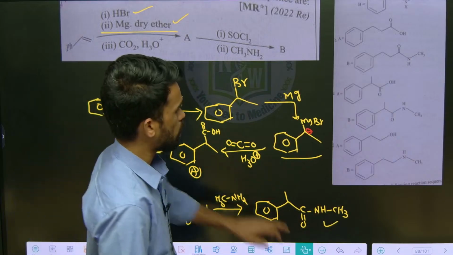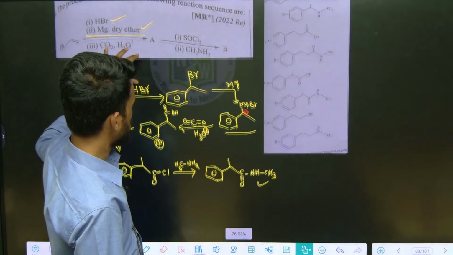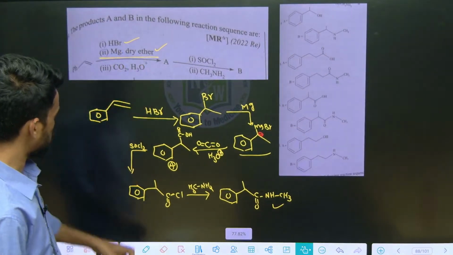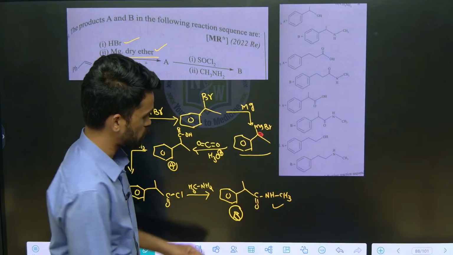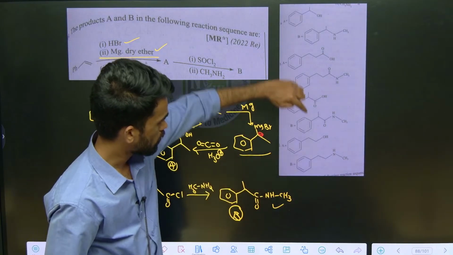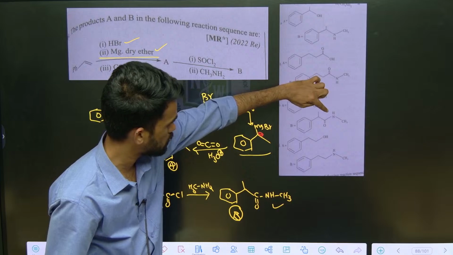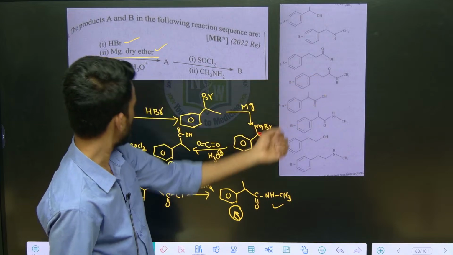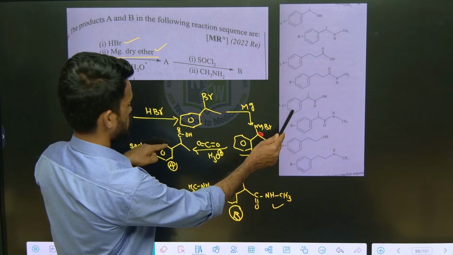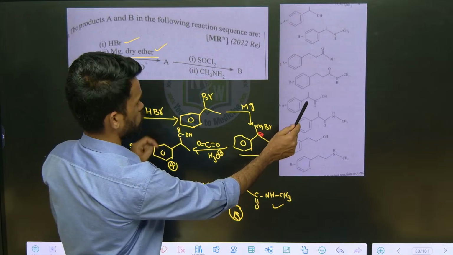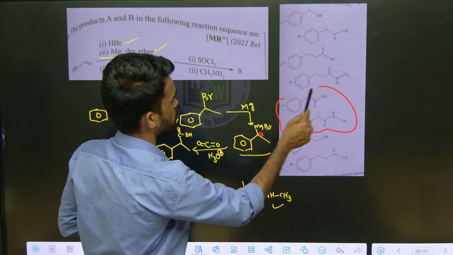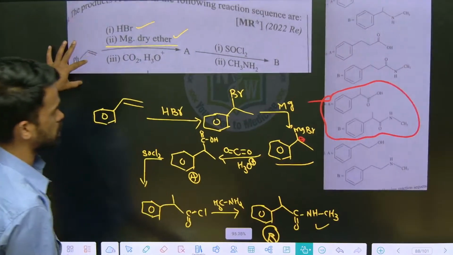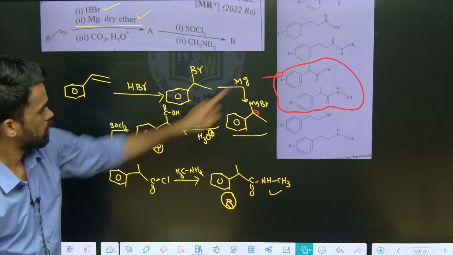So just check the options. Where do we have such an option? Yeah, so they are asking about A and B. So this is your B. Where do we have this B? Yeah, here if you see CH3, NH, CO, yeah, this is perfect. And here, 1, 2, 1, 2, yeah. So this option C is your answer. If you check, yes, you will get the clarity. Just check this A, B.